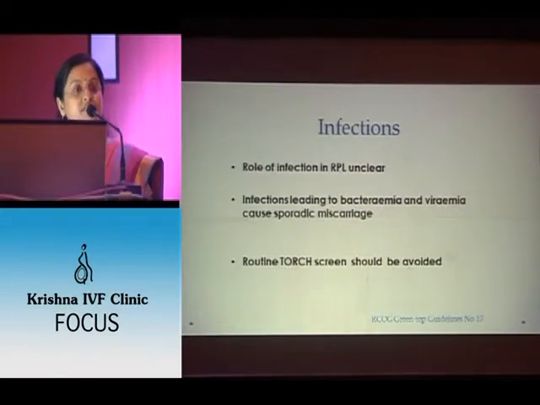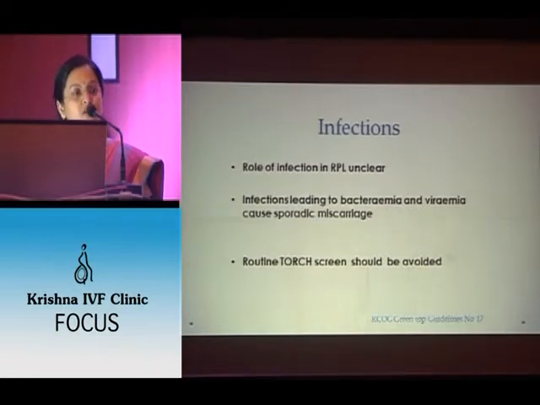Moving on to the infections. Role of infections in recurrent pregnancy loss is unclear. Infections leading to bacteremia and viremia, they cause sporadic miscarriages. But to cause a recurrent pregnancy loss, the organisms should remain in the genital tract without being detected and without causing any symptoms to the woman.